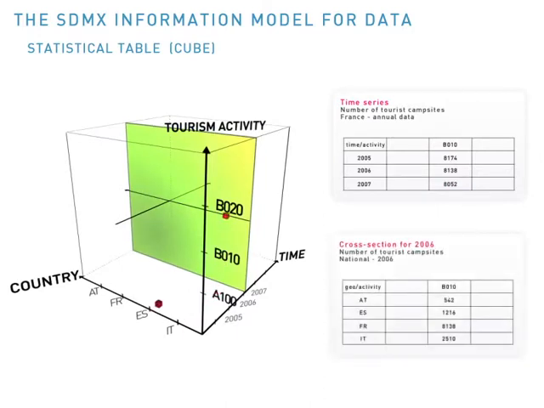Now, if we fix the time, in this case the year 2006, we obtain one cross-section with a value for each country. The values are the observations and correspond to the number of tourist campsites for 2006 over the respective countries.